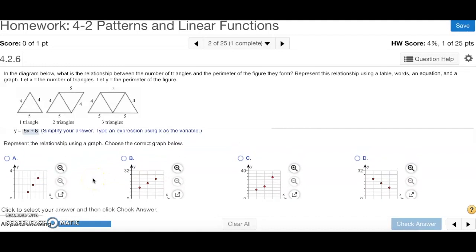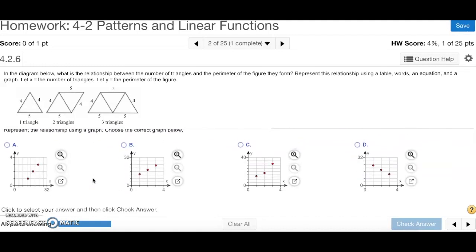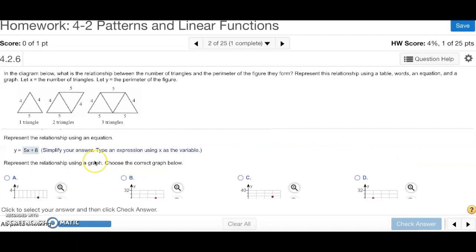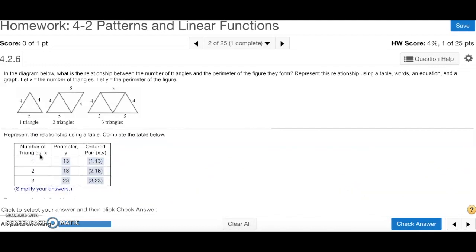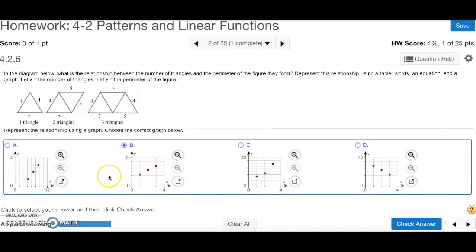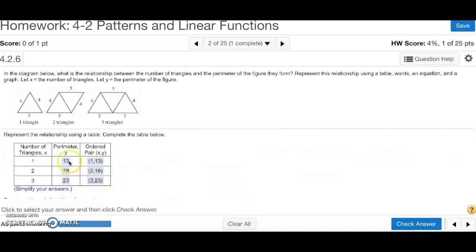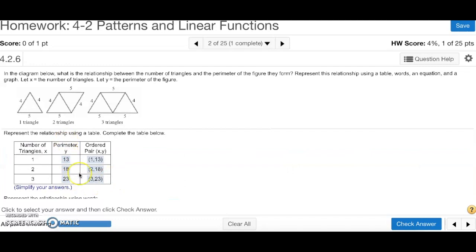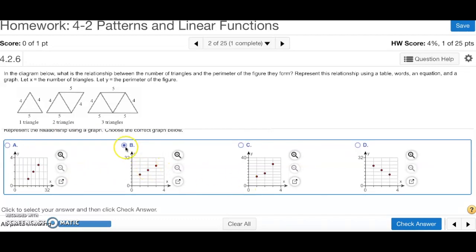Now, what's going to be my X and Y is what's making A or B different from each other. So look at our table. We have X being the number of triangles, the perimeter being Y. Now, that means 1, 2, and 3 is going to be X, Y is going to go up to 32 to accommodate my perimeter. So B is going to be my graph.